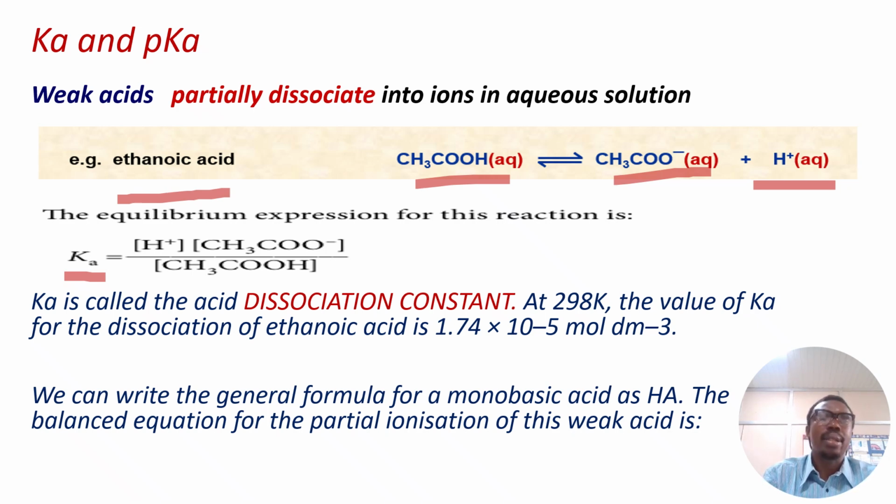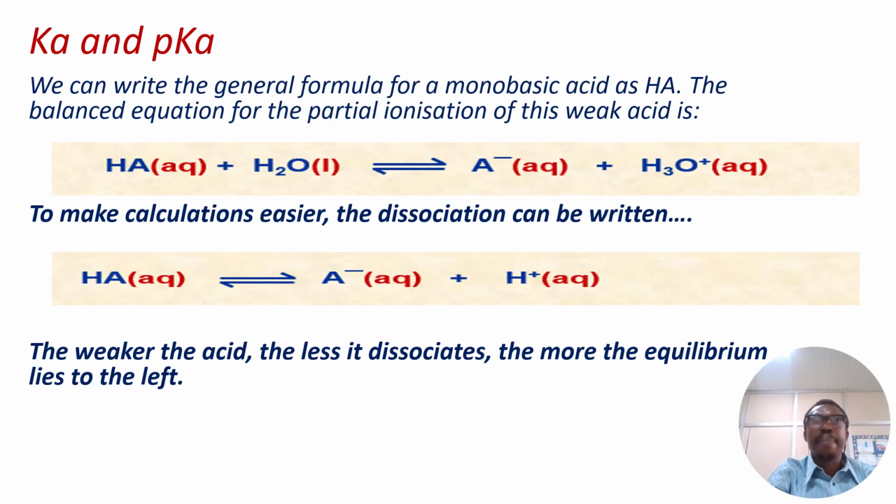So we can write the general formula for a monobasic acid as HA, because most weak acids are monobasic. That means the basicity is 1. Basicity is the number of replaceable hydrogen ions in an acid. So for the balanced equation for the partial ionization of the weak acid, we can use HA instead of using the ethanoic ion and the hydrogen ion. HA generally represents all monobasic acids. So it's as simple as ABC.